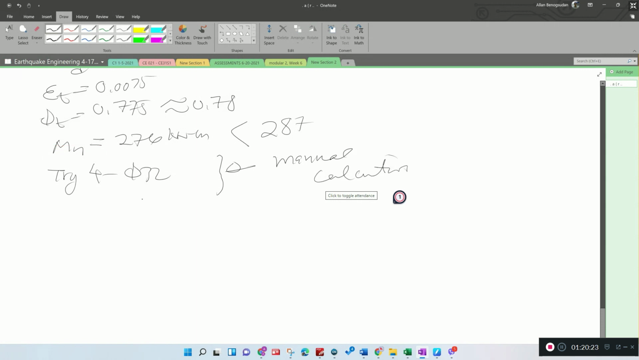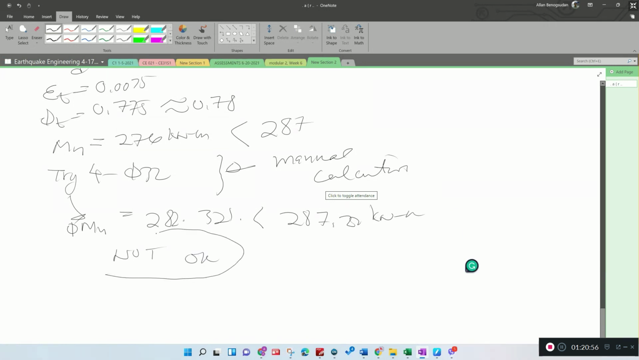So when you try 432, the PMN here, the intervening process, please do it. If you do that, the PMN here is still equal to 282.321, less than 287.22 kilonewton meter. So this one is not okay. When this happens, what is the correct answer? So this one is wrong.